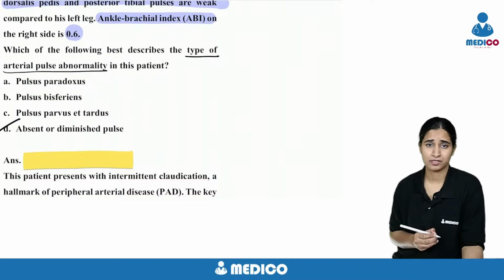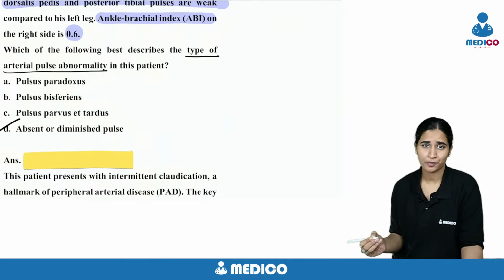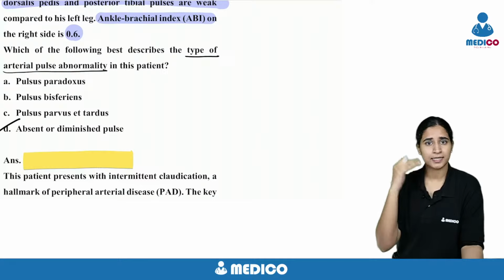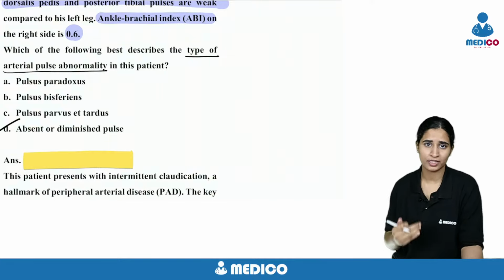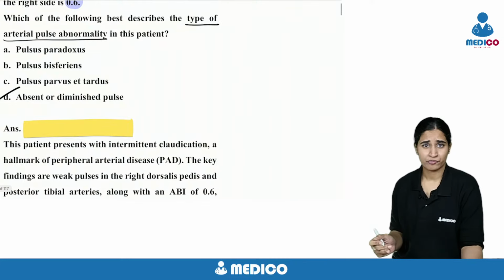Pulsus paradoxus. It's not a paradoxical phenomenon of the pulse, it's an exaggerated BP phenomenon. Normally on inspiration, your systolic blood pressure should decrease by 9 mm of Hg, but if it's decreasing more than 9 mm of Hg, you call it pulsus paradoxus. And that is not what you see in peripheral vascular disease.